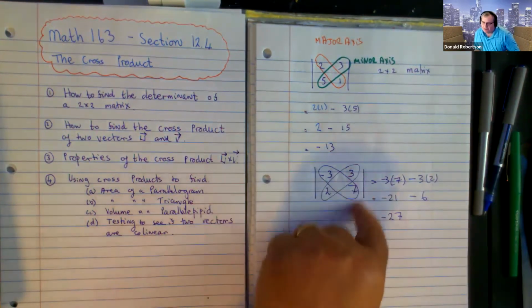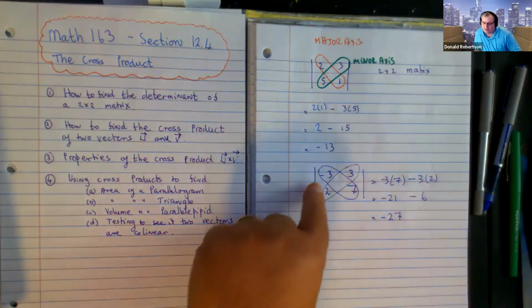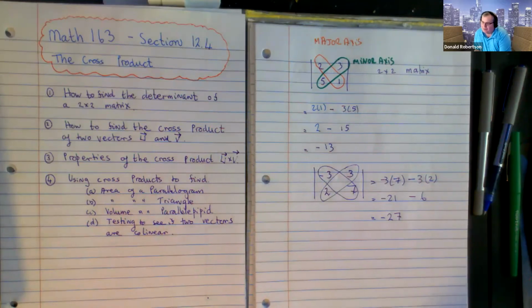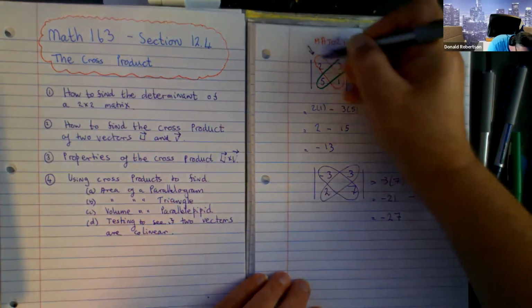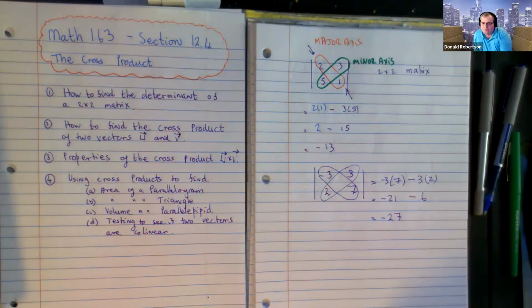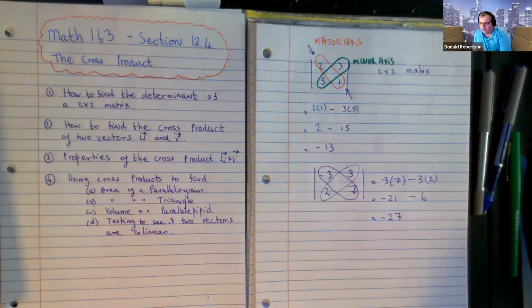So major, take away minor. In fact, you'll see me doing this with my fingers a lot today. Major, take away minor, right? It's quite visual. What determines the major and the minor axis? The major always goes top left to bottom right. Oh, so the red one is always going to be the major, and the other one's going to be the minor.